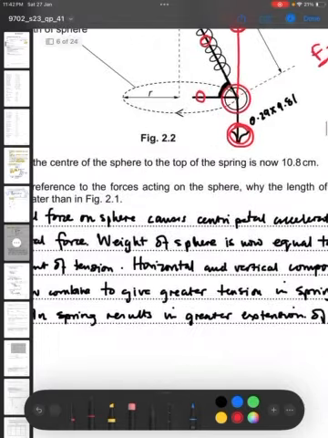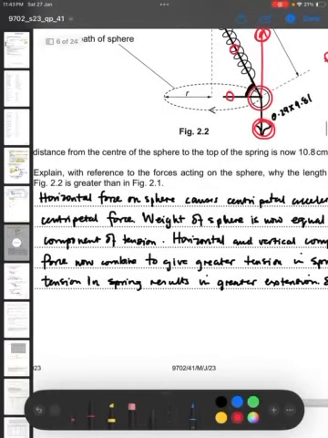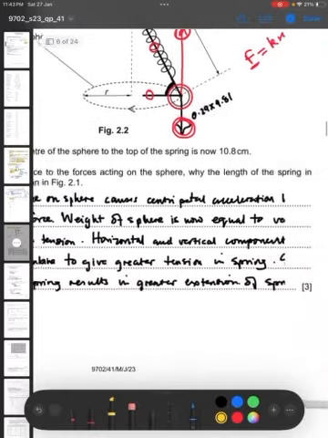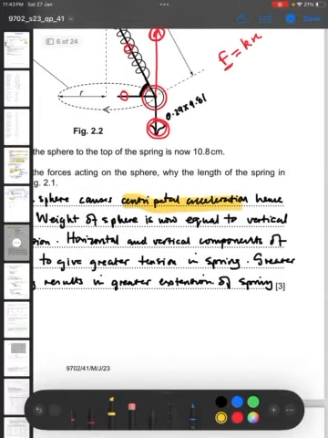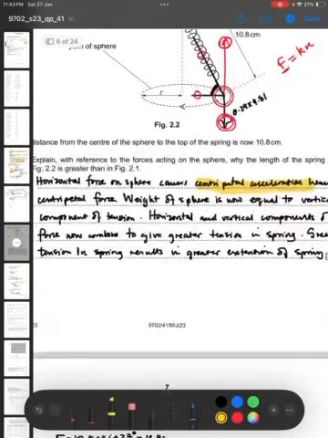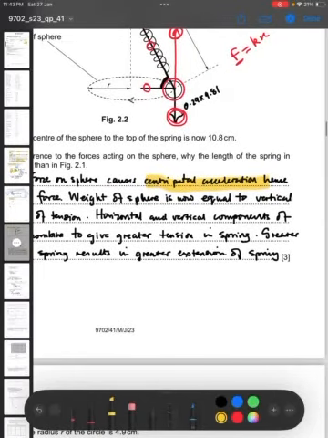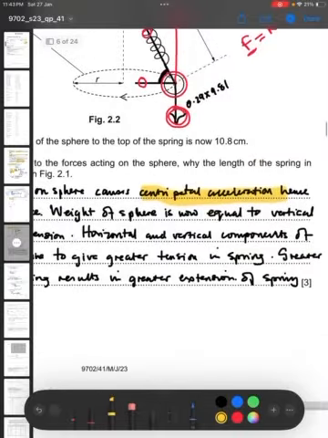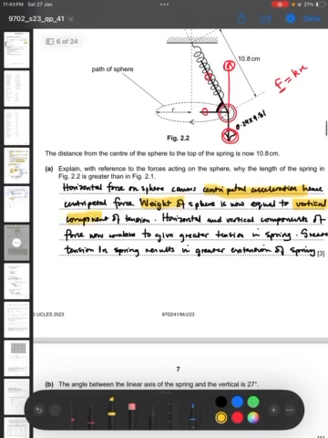So I'll just read my answer here as I've written. The horizontal force on the sphere causes the centripetal acceleration. True, as I've said. Hence, centripetal force. So the horizontal force, which is the horizontal component of tension on the sphere, causes the centripetal force and acceleration. The weight of the sphere is now equal to the vertical component of tension, as I've already explained. How do we know? Because the sphere is neither moving upwards nor downwards.